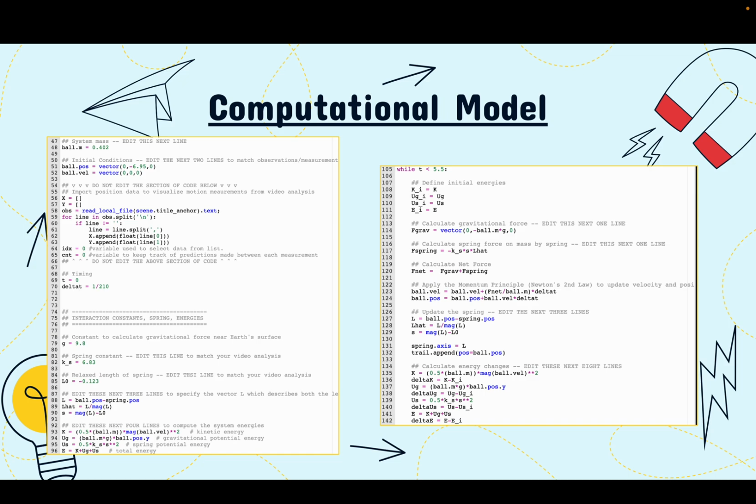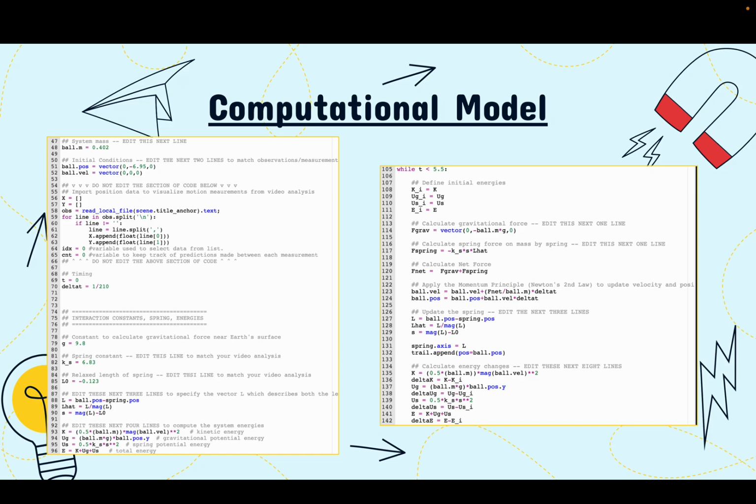Next, I needed to complete the rest of the necessary data using my knowledge of common formulas. So the spring stiffness was given. It was 6.83. L naught was negative 0.123. L was the ball's position minus the spring's position. L hat is L divided by the magnitude of L. And S is equal to the magnitude of L minus L naught. Most of those were given. Some were the previously known formulas.